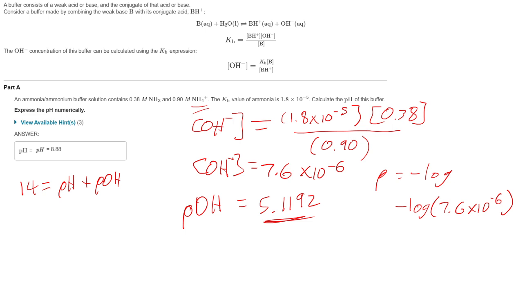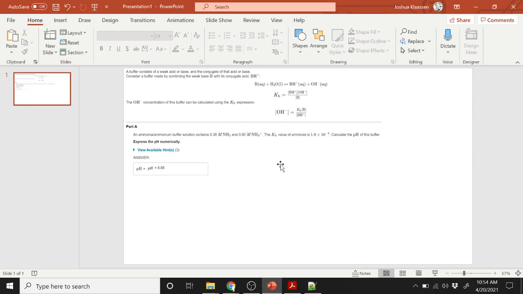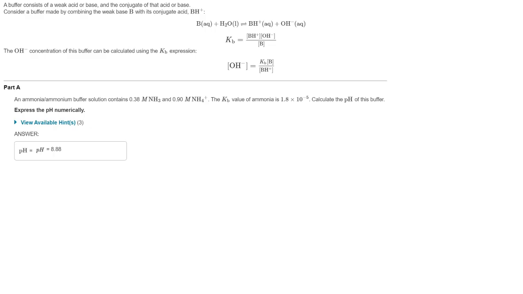So 14 minus 5.1192. That will give us 8.8808. So our pH equals 8.8808. We only need 3 sig figs though. So 8.88. Okay, does that make sense? Do you have any questions? Would you like to see how to use the Henderson-Hasselbalch to do this? Okay. Dock it, and we'll use the Henderson-Hasselbalch.